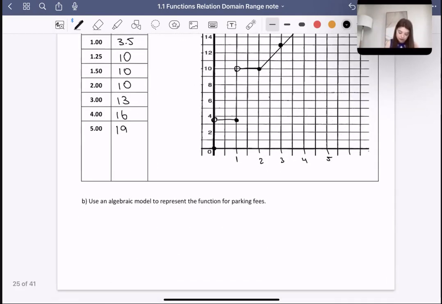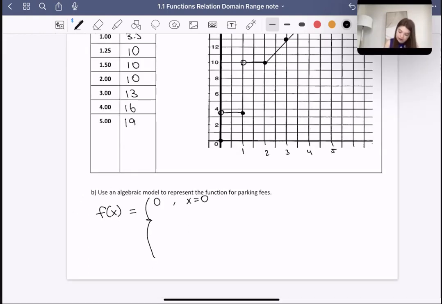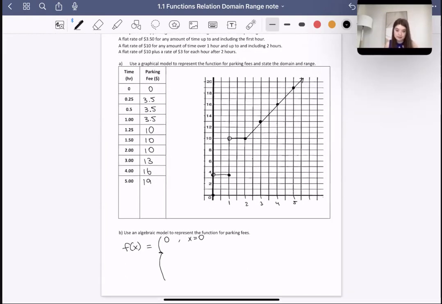So let's draw this in an algebraic model. Let's call this function f of x. So let's say that f of x is going to equal 0 when x is equal to 0, right? Because if we don't park for any time, if we park for 0 minutes, meaning we don't park at all, then we don't pay anything at all. Now let's say we park for up to 1 hour, right?